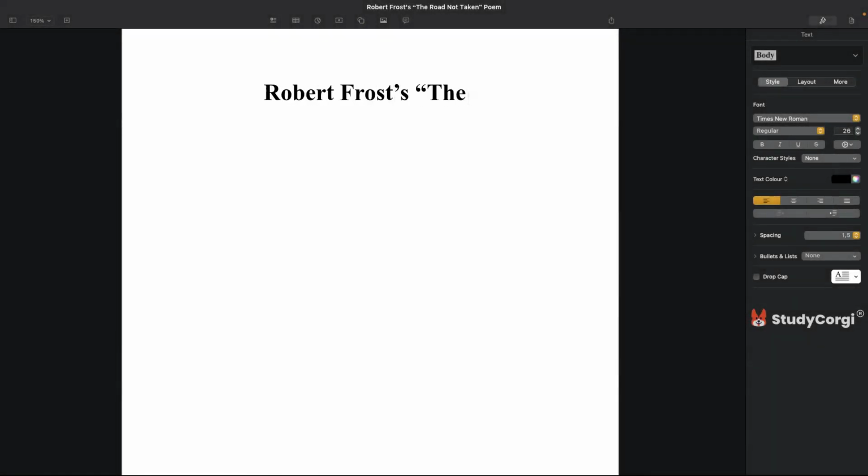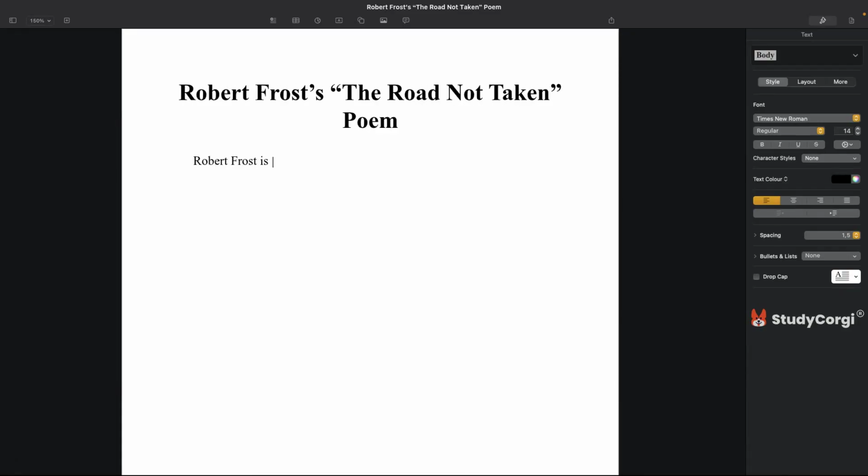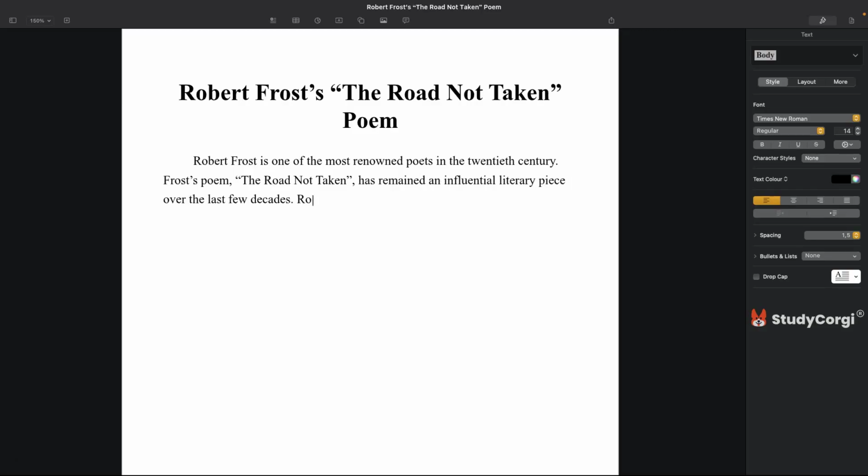Robert Frost's The Road Not Taken poem. Robert Frost is one of the most renowned poets in the 20th century. Frost's poem, The Road Not Taken, has remained an influential literary piece over the last few decades.